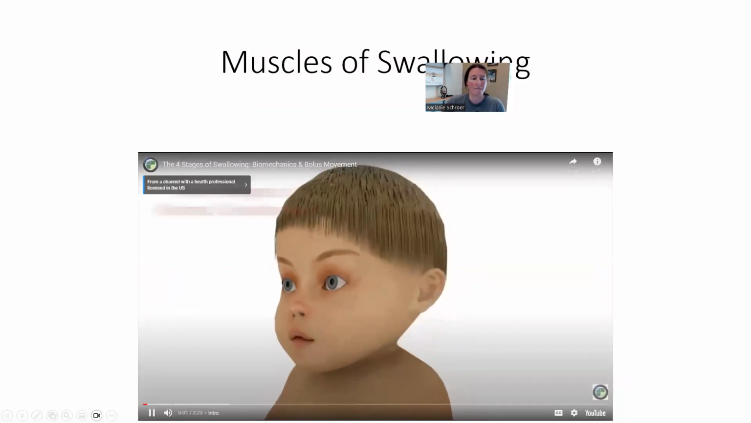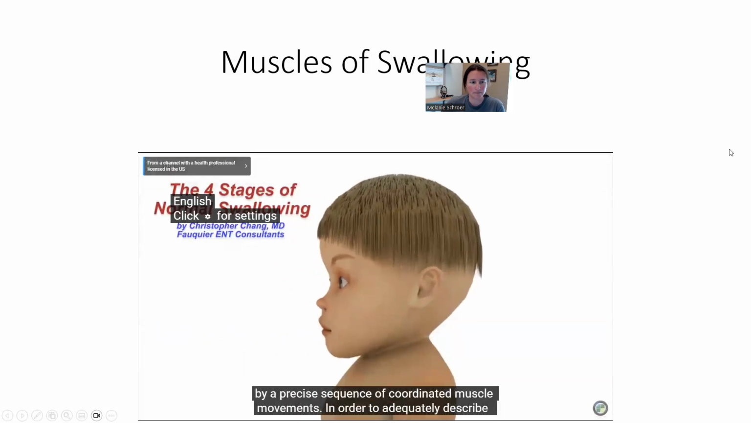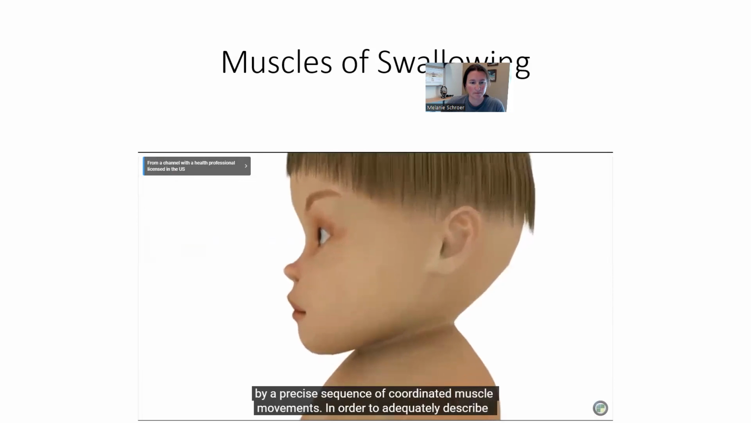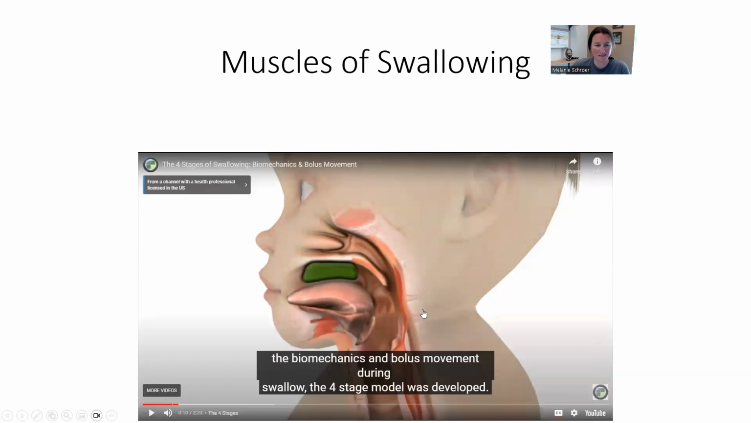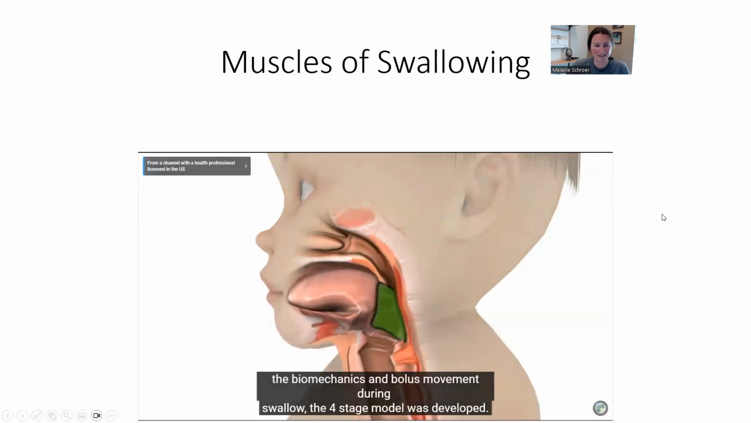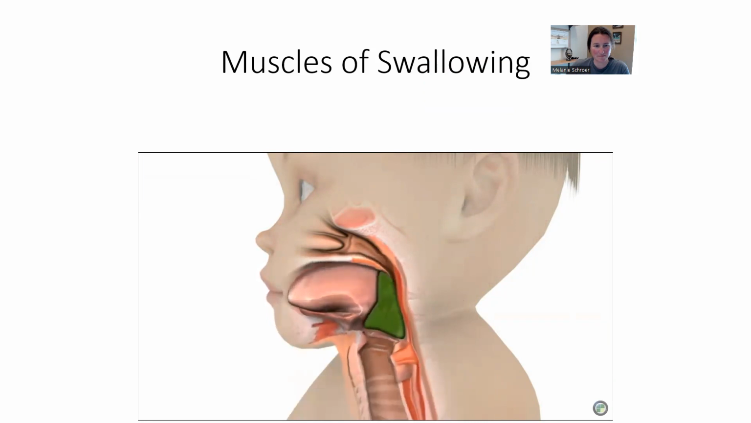With a normal swallow, food and liquids move from the mouth into the esophagus directed by a precise sequence of coordinated muscle movements. In order to adequately describe the biomechanics and bolus movement during swallow, the four-stage model was developed. Let's slow down the animation in order to more clearly appreciate what happens during normal swallow.